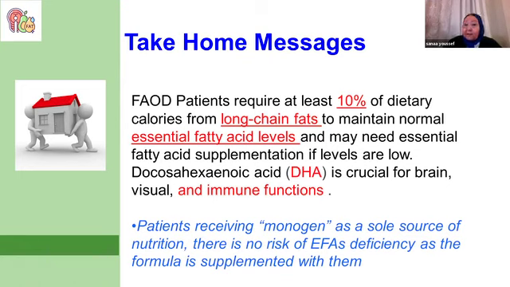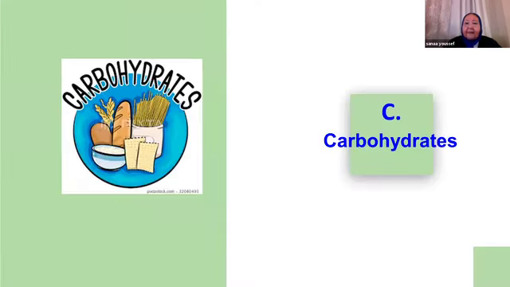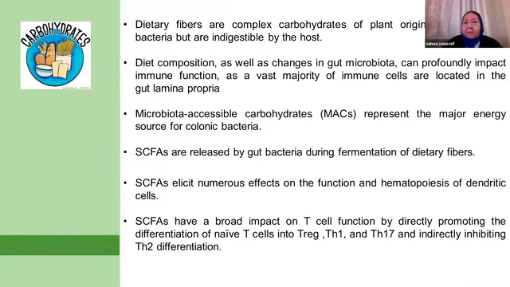But if you have a formula which is very properly balanced, then you don't have a problem, neither with the long chain fats, nor with the MCT fats, and accordingly, patients who receive a well-balanced formula, such as the Monogen, as the sole source of nutrition, do not carry the risk of essential fatty acid deficiency, because it is there in the formula. Coming to the carbs, what are the carbs?